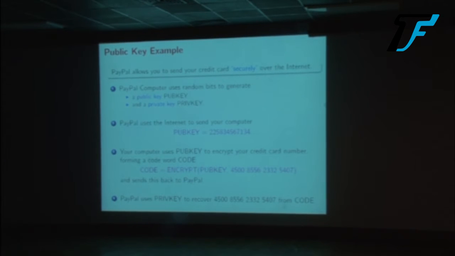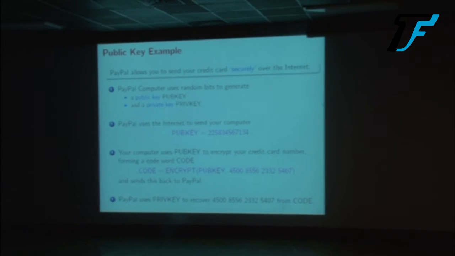But the assumption is that even those eavesdroppers who know the public key, even though the public key can be used to encrypt, it can't be used to decrypt. And so it's assumed to be computationally infeasible, just knowing the public key, to recover the credit card.